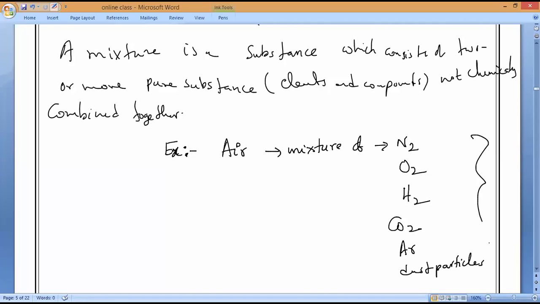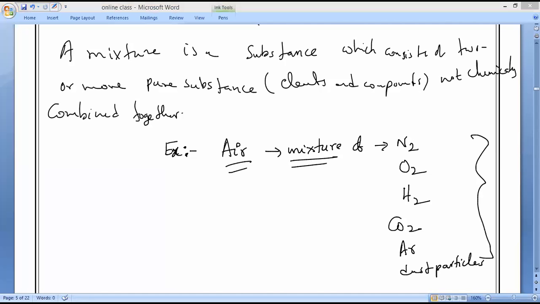So all of these together are only called air. Air is a mixture of gases like oxygen, nitrogen, argon, carbon dioxide, and water vapor. The various gases of the air are not chemically combined with one another. They will never react chemically. That is why they are called mixtures. They will be together, but no chemical reaction will take place.